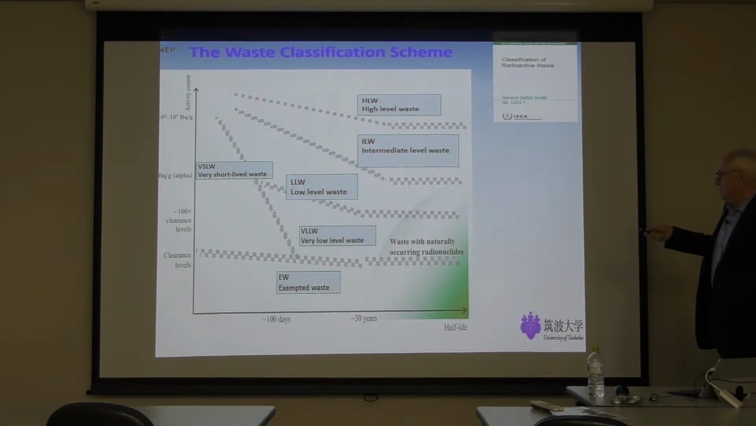The categorization depends on the activities which are present in the waste or on the half-life. And something is also about exempted waste. This is waste which is radioactive but which cannot be managed. For example, this could be waste containing potassium-40 from fertilizer, something like that.